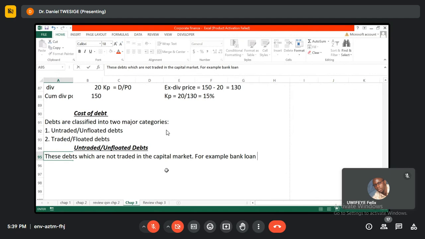So, for example, we have this bank loan. A bank loan, it's not traded in the market. It's just negotiated through financial institutions. So these debts are just negotiated through financial institutions. So you cannot have the market price for these debts. So they don't have a market price.